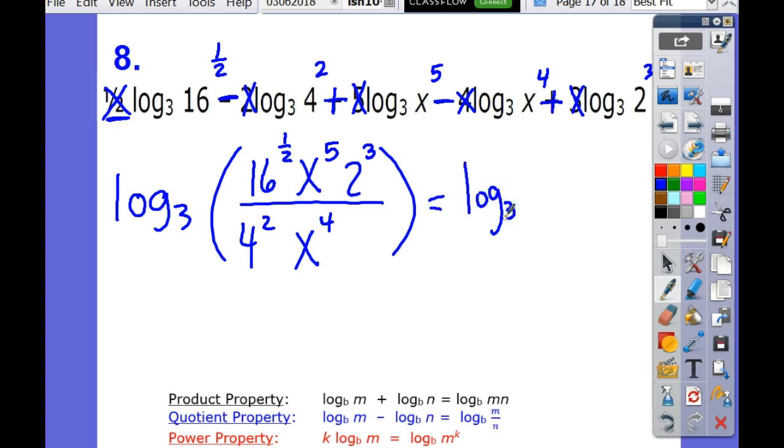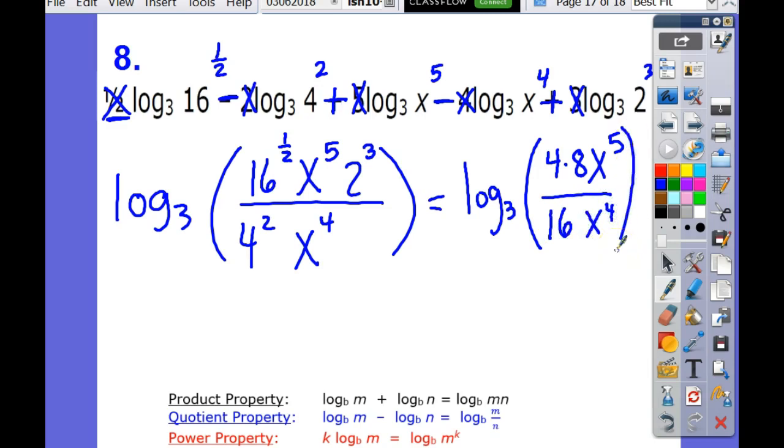What is 16 to the 1/2 power? Remember that a 1/2 power is the same thing as a square root, so saying 16 to the 1/2 power is the same thing as saying what is the square root of 16. Do we know the answer to that? What about 2 raised to the 3rd power? What's that? 4 squared is 16.